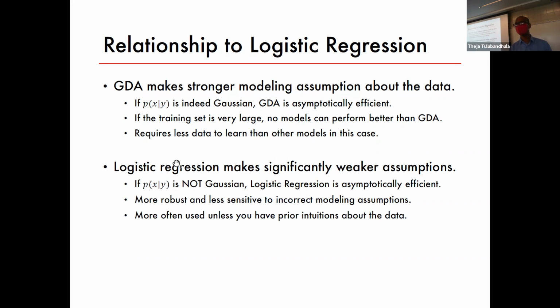But of course, as I said, it's a double-edged sword. Logistic regression makes a smaller number of assumptions, or weaker assumptions. It's only assuming something about the conditional probability of y given x. So if p of x given y is not Gaussian, then logistic regression is the better choice. It's more efficient asymptotically, which just means when you have a lot of data. It's also more robust because it's making fewer assumptions, and robust is the same thing as saying it's less sensitive to incorrect modeling assumptions.